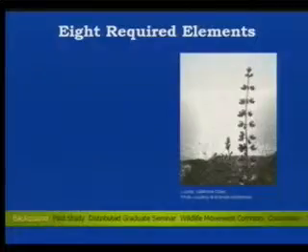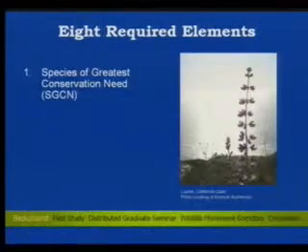So each of the state wildlife action plans vary dramatically in length, detail, and content. Yet they each share a common framework of 8 required elements. The first of these elements, and arguably the most important, is for states to identify their species of greatest conservation need. Species of greatest conservation need were identified based upon state and federal Endangered Species Act listings and whether or not a species had a low or declining population.